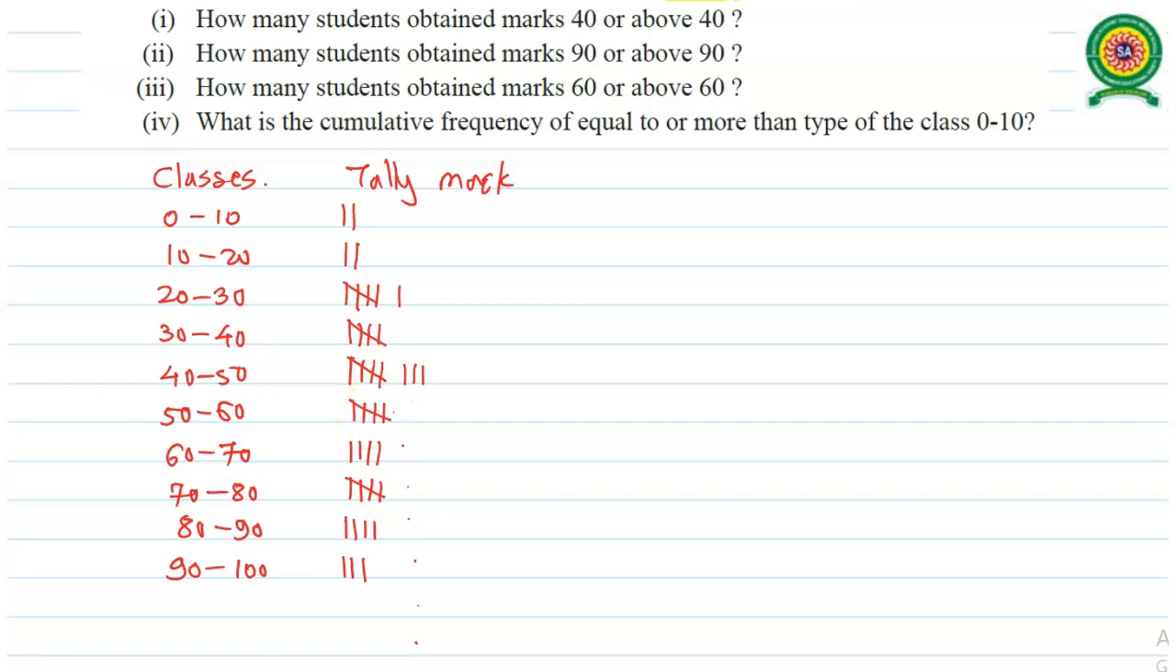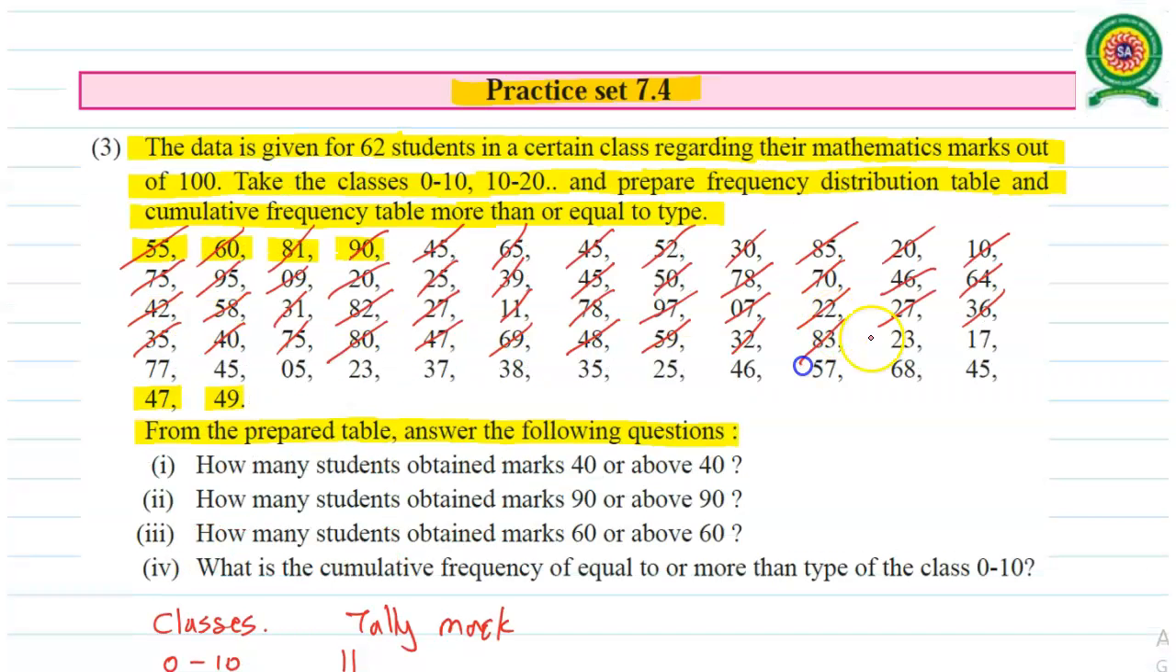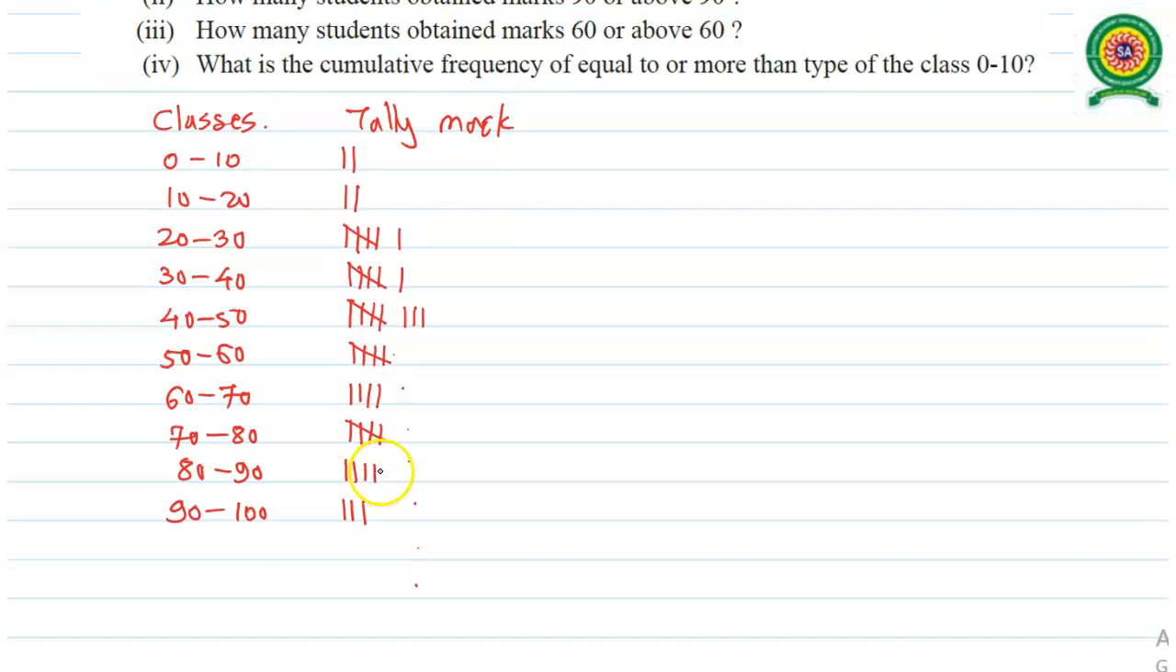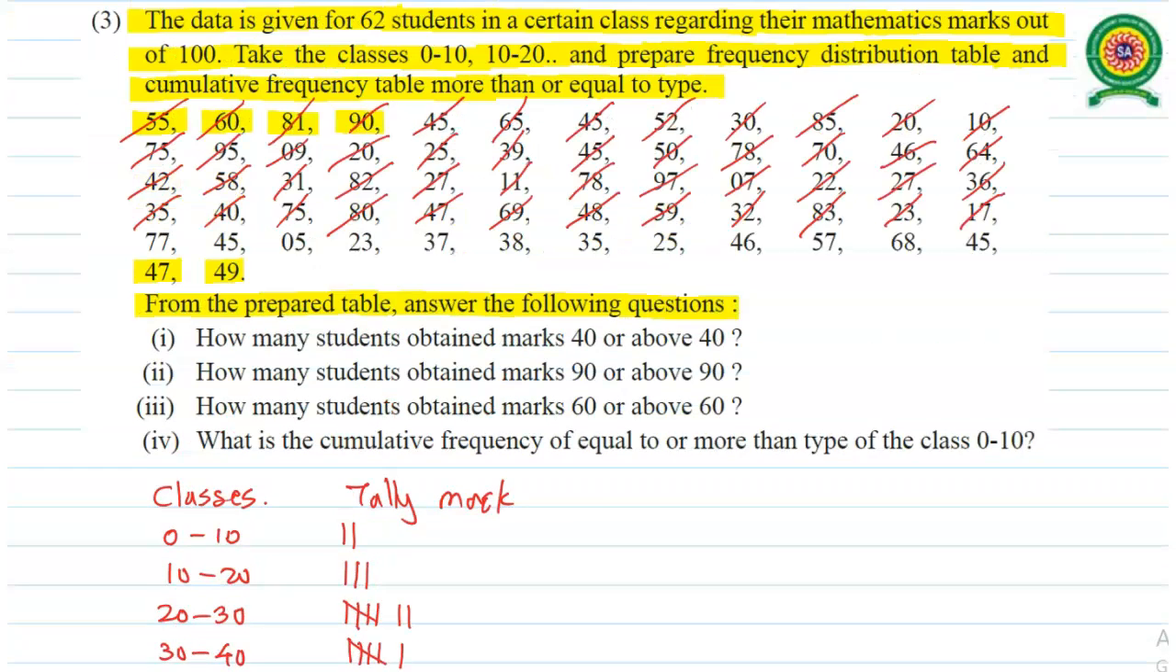And last number we have a 32. 32 comes in the class 30 to 40. Now the next one, after that 83, 23 and 17. So 83 comes in the class 80 to 90. Next to it we have 23 comes in the class 20 to 30. And next to it 17 comes in the class 10 to 20.